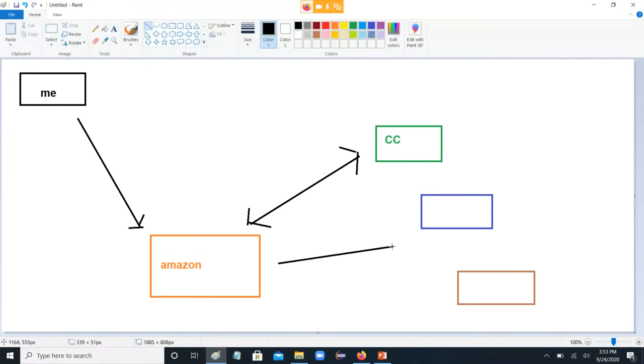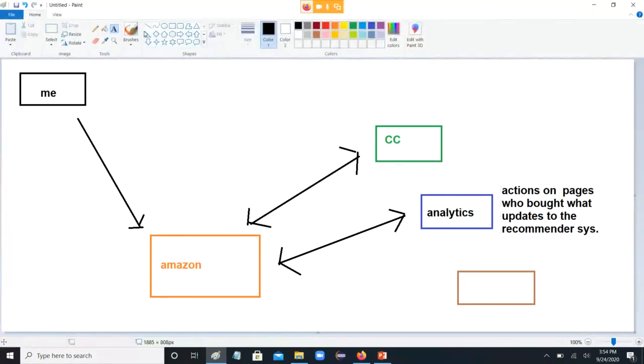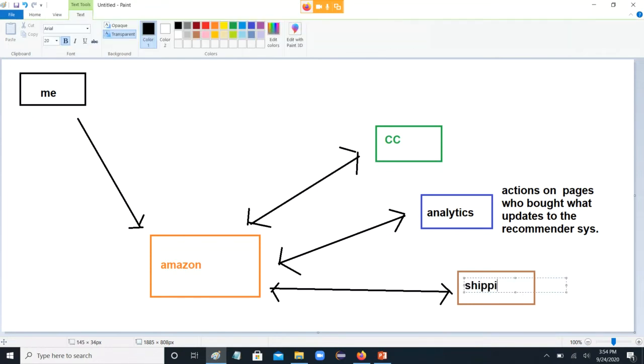What else? Well, Amazon maintains all kinds of internal analytics. So I'm going to mark that down as web analytics, just generally analytics. Everything that people did: actions on pages, who bought what, various recommender updates, updates to the recommender system. All that stuff. And then last, shipping services. So supply chain management generally: shipping and SCM.